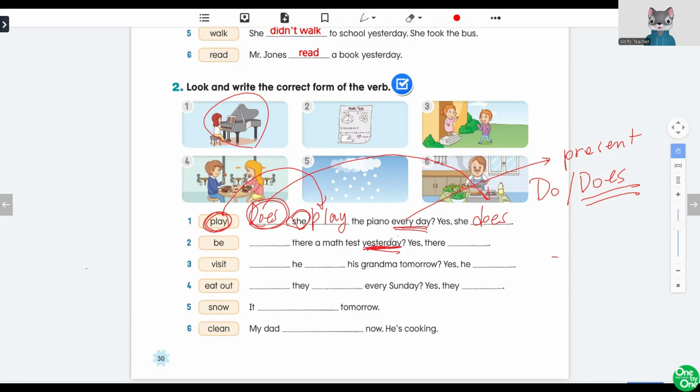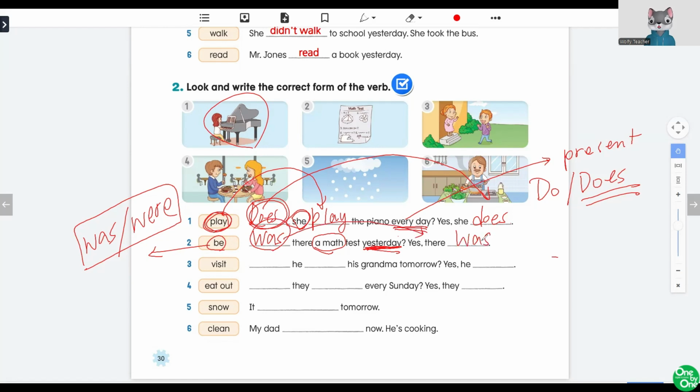Now, math test yesterday. Remember, this is yesterday. So which one do we need to use? There's 2 types. It's either was or were. Which one? It says a math test. There's only one math test. 한 개면 우리 어떤 거 써야 되지? Of course it is was. Was there a math test yesterday? Now, was로 질문 물어봐 줬으니까 대답도 yes, there was is the correct answer.